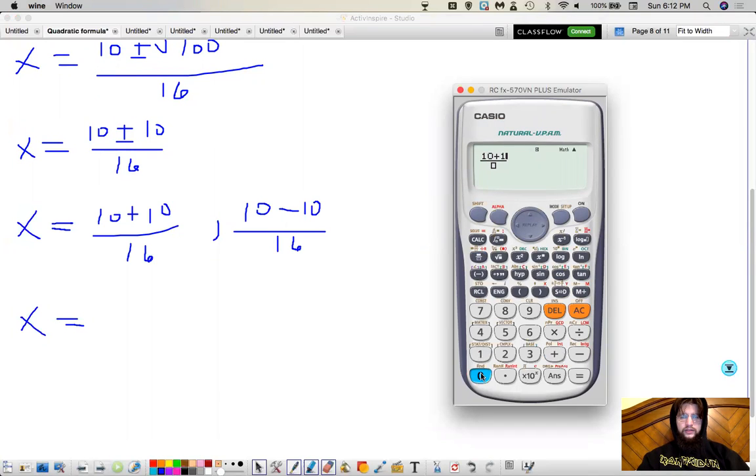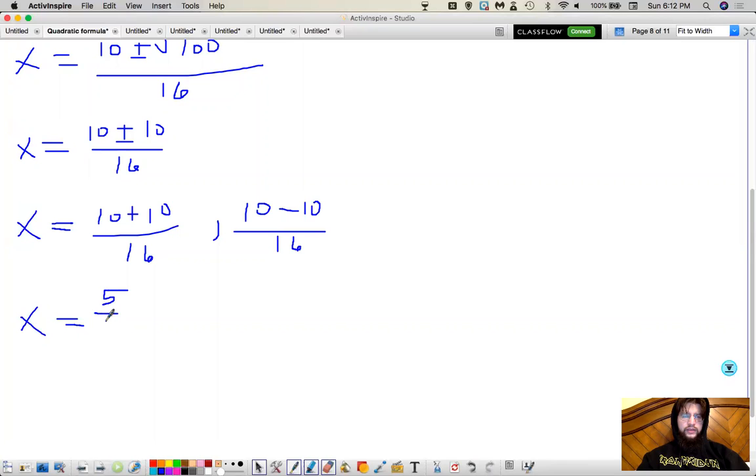10 plus 10 over 16 is 5/4. I'm not going to bother typing the next in the calculator. It's 0. 10 minus 10 is 0, over anything is 0 still. And there you go.